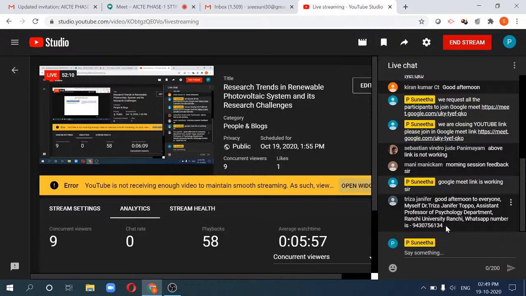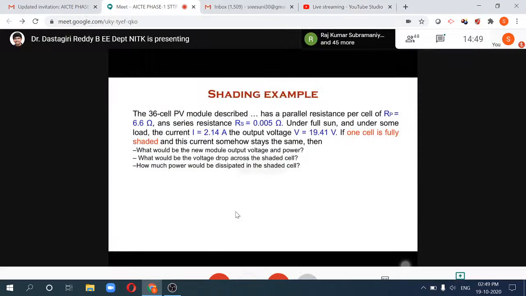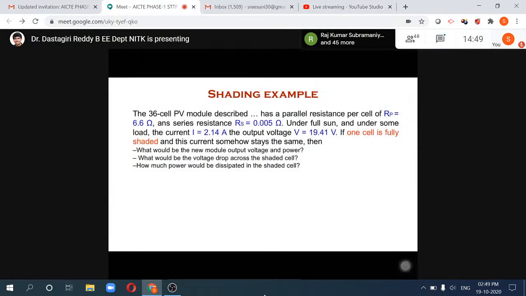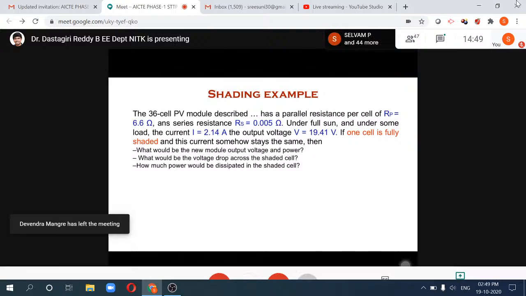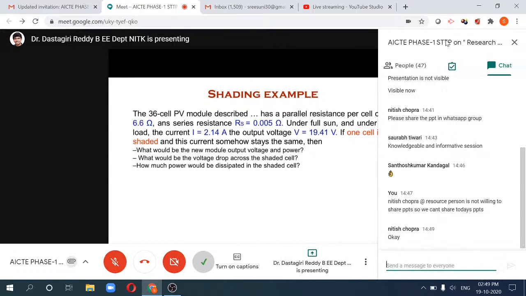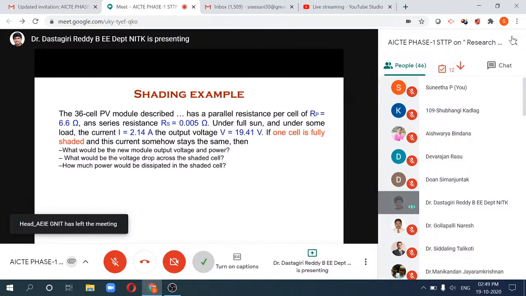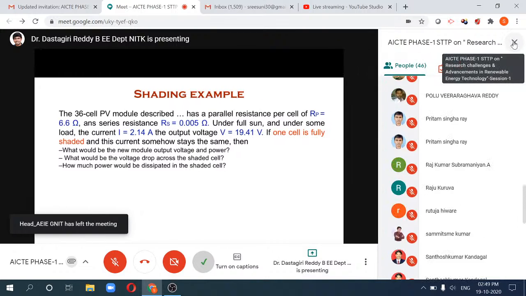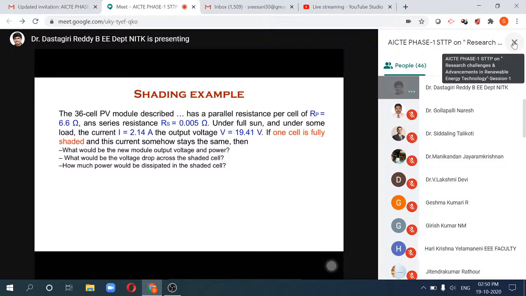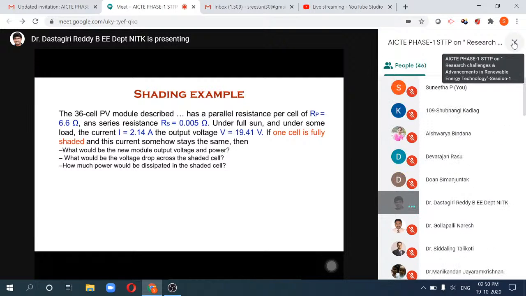A 36 cell PV module is described with parallel resistance RP of 6.6, series resistance of 0.005, which is very small, that is good, under full sun. Under some load, the current is 2.14 ampere, and the voltage is 19.41. If one cell is fully shaded, then the current somehow stays the same. Then what would be the new module output voltage and power? What would be the voltage drop across the shaded cell?